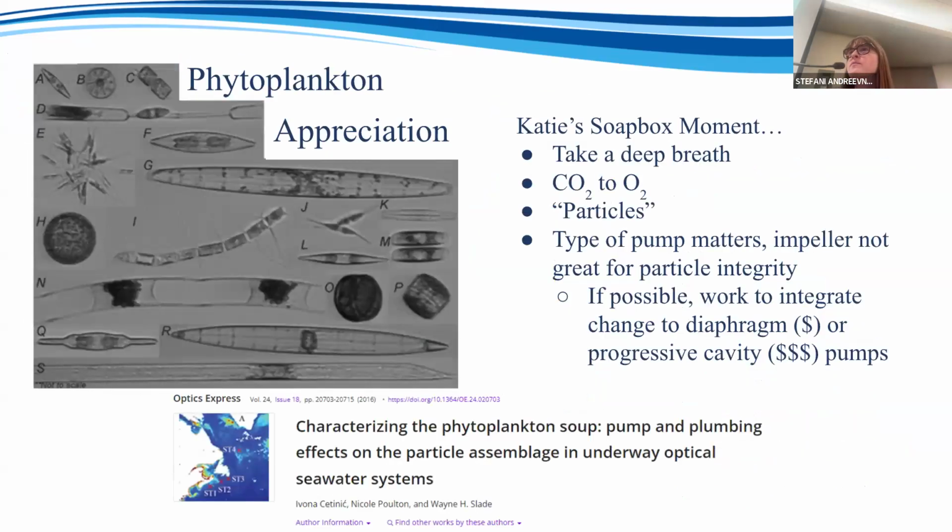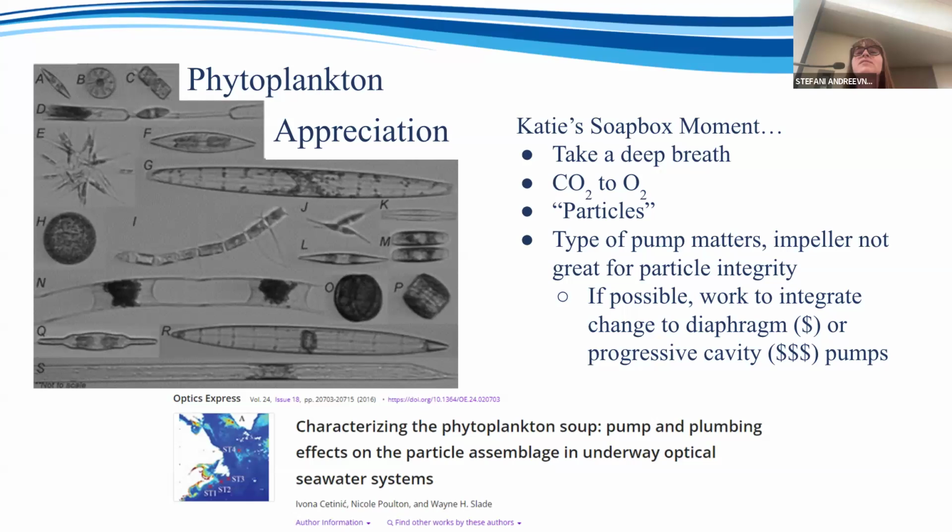Okay, so here's my soapbox moment. Before I came to NOAA, before I was into ship design and shipbuilding with the RCRVs, I was a biogeochemist. And so I would go out to sea, and I would take these beautiful photos of this phytoplankton. So that was a cruise, I think, out in Hawaii. And so this is a little bit about phytoplankton appreciation.